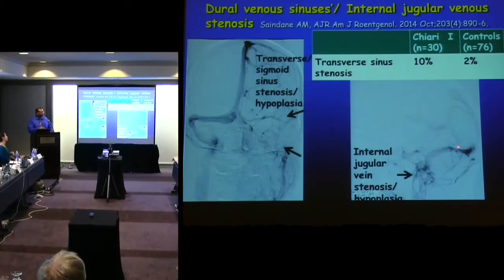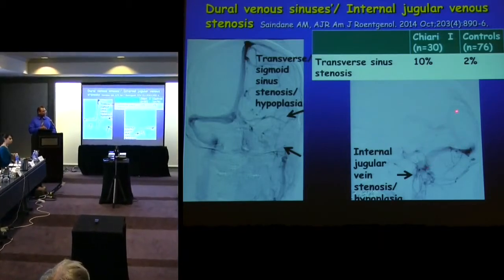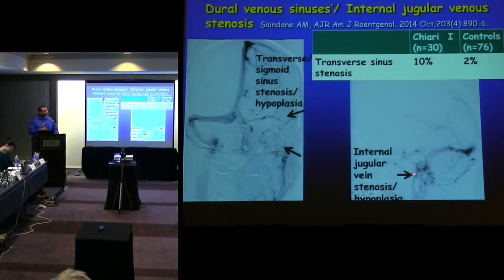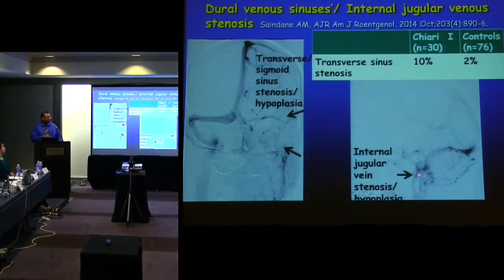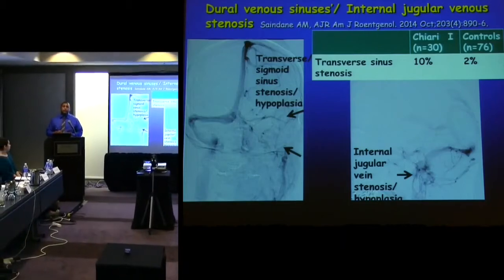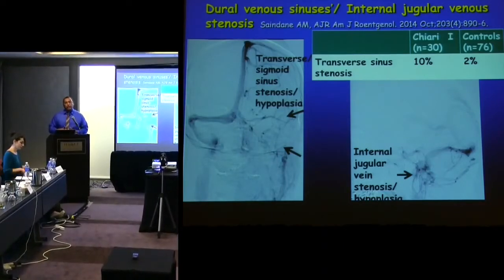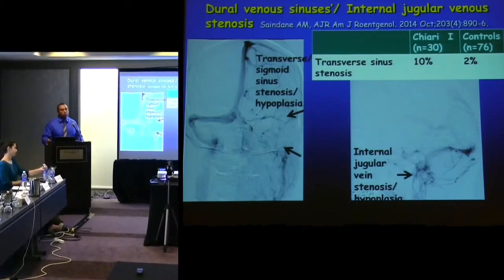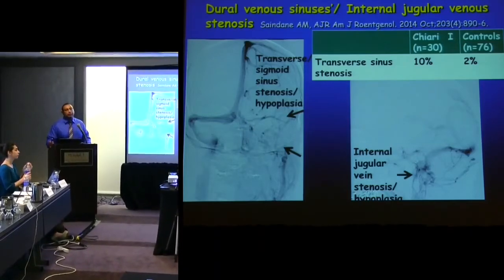Now this is another patient, and if you look at the lateral angiogram, you do see the sigmoid sinus, but you would notice that the internal jugular vein is substantially attenuated in terms of contrast and probably represents a stenosis or hypoplasia of the internal jugular vein.